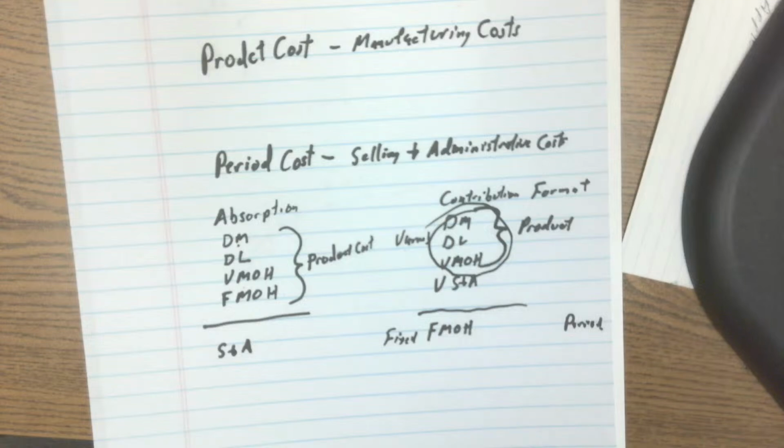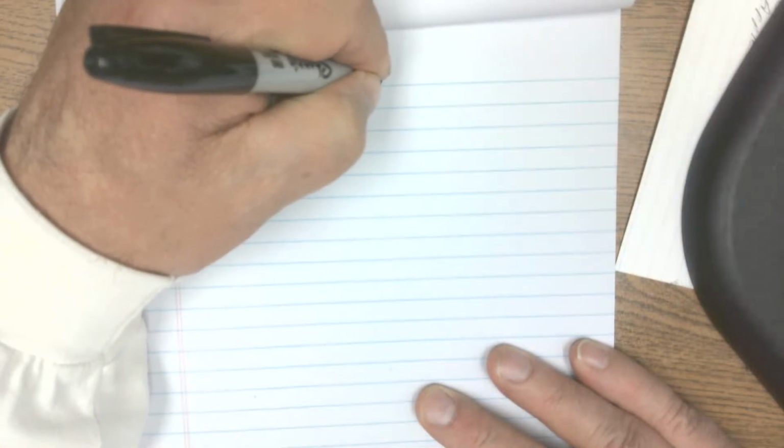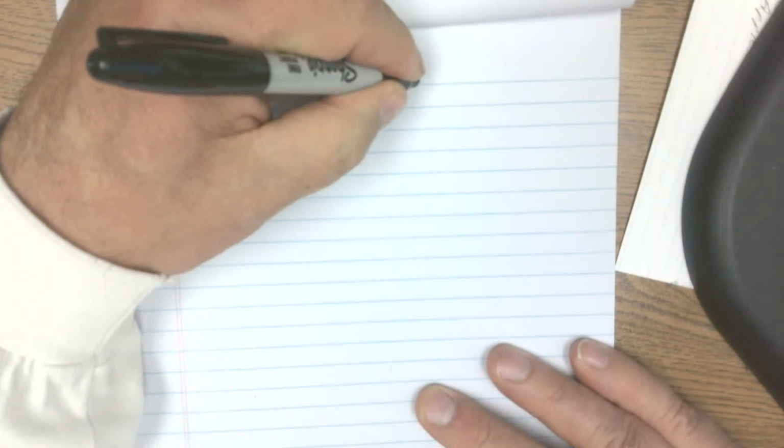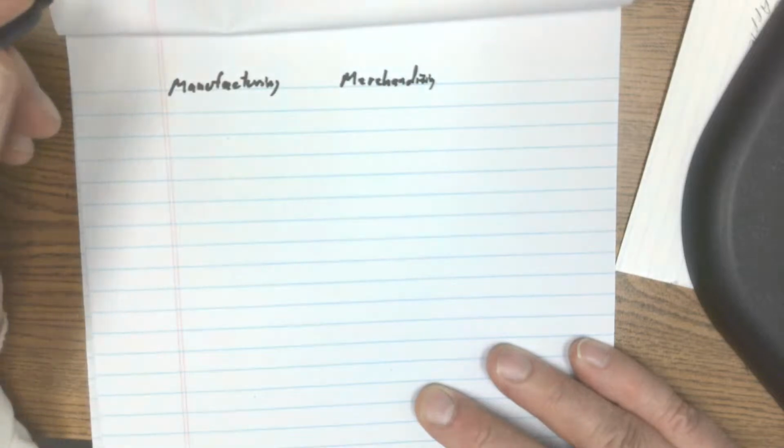All right. Let's talk about, we have two broad categories of companies. This class, actually, let's go ahead and make it three. Three broad categories of companies. We're going to have manufacturing. We are going to have merchandising. And we are going to have service.